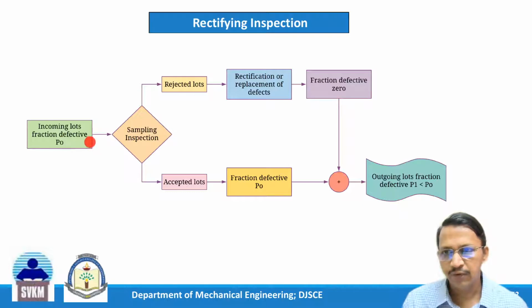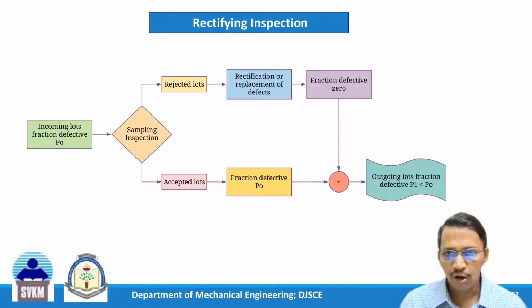The incoming lot fraction defective is P0. Sampling inspection is done. Based on the decision of the sampling plan, the lots are accepted. They move further. Accepted lots will have fraction defective P0, because they are accepted with this incoming lot fraction defective, and the number of defectives in the sample is less than the acceptance number. They will still have this fraction defective P0, and they go ahead down the line.